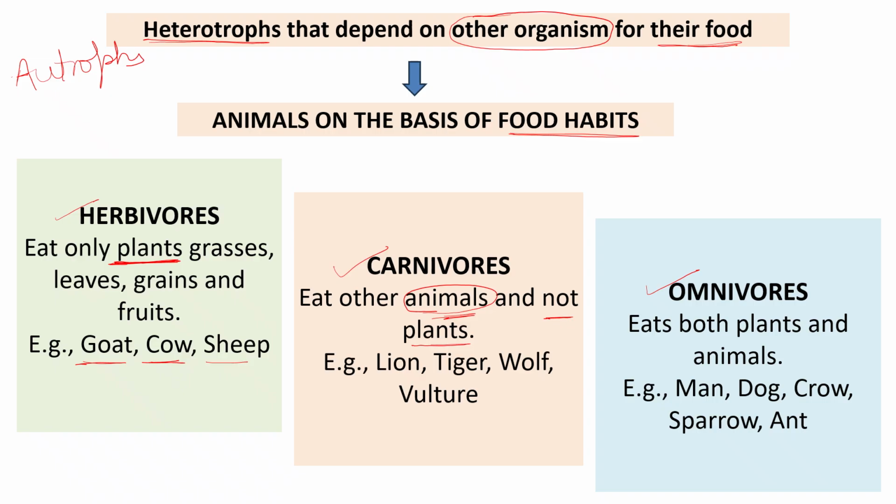So carnivores are the animals which eat other animals and not plants. Example: lion, tiger, wolf and vulture. Omnivores are the animals which eat both plants and animals. Example: crow, man, dog, sparrow and ant.